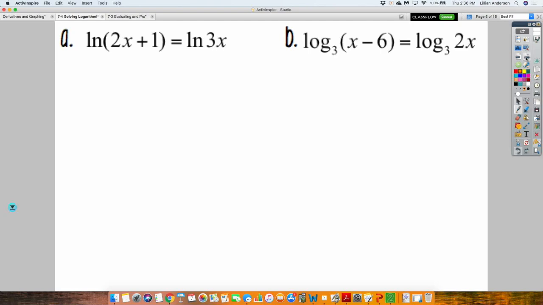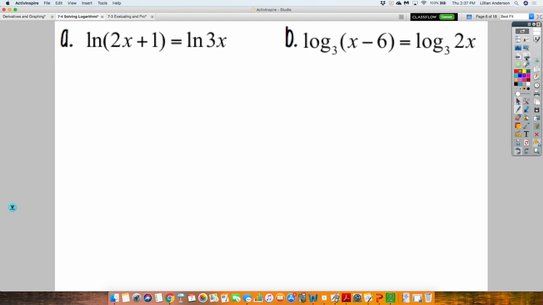Now, the first one, it is ln, right? First one's ln. ln is just like a log, so those rules apply as well. This one, you have an ln on the left side, you have an ln on the right side, and you only have one of each, correct? So this would be the second situation. You have a log on both sides. There's no need to condense anything or expand anything.